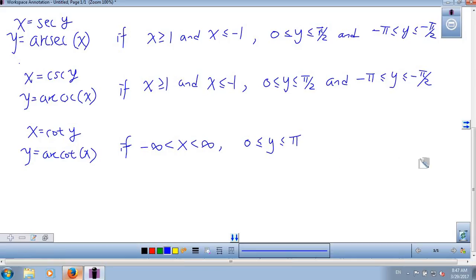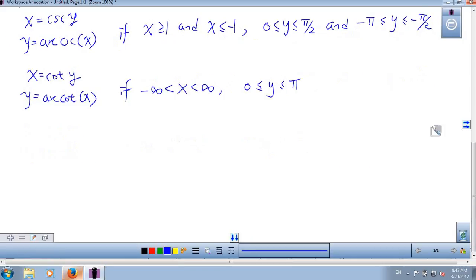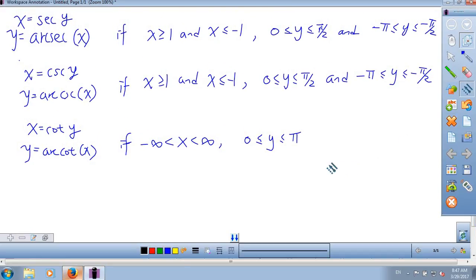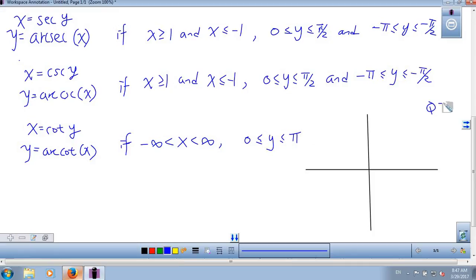So what does that mean then? That means, let's go ahead and draw this quadrant chart again. Let me put all the arc functions on it. So this is quadrant 1, and it's from 0 to pi over 2 to pi. But this is going this way, from 0 to negative pi over 2 to negative pi. Going counterclockwise, we're going from 0 to 90 degrees to 180. Going clockwise, we're going from 0 to negative 90 degrees to negative 180.